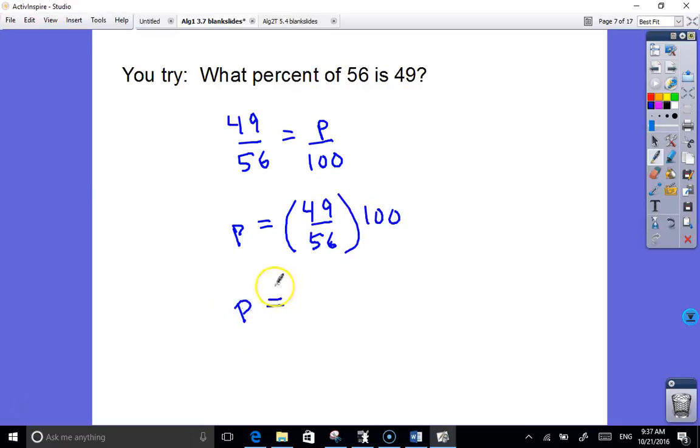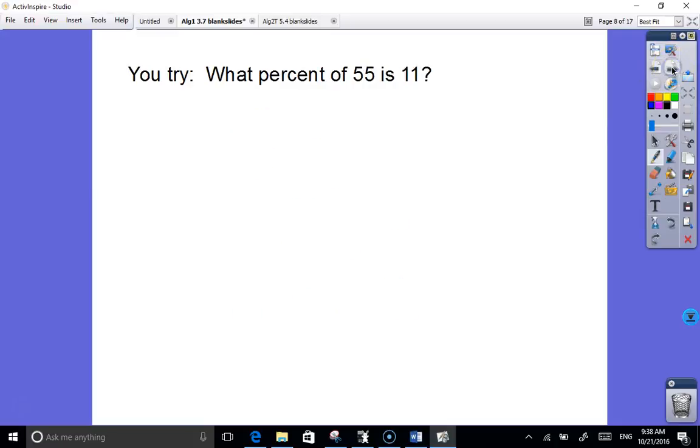And what'd you say? 87.5? 7/8? That's right. 87.5. That little symbol? No. Okay, try this one. What percent of 55 is 11?